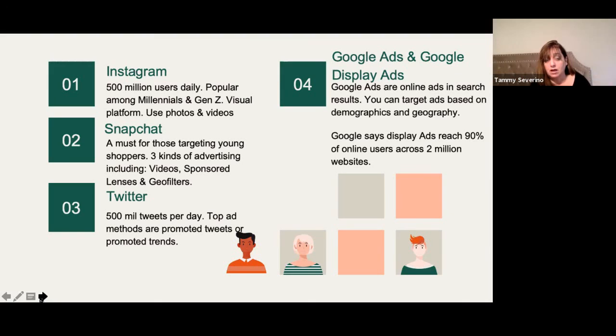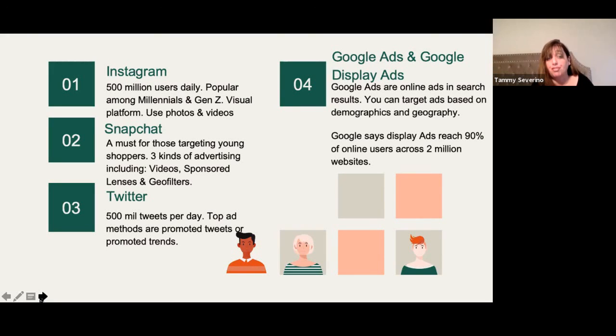Snapchat is another very popular platform to consider, especially if you are targeting young shoppers. I know that my adolescent kids are by far more on Snapchat than they would ever consider being on Facebook or Instagram. They consider Facebook, for people who are under 25, by and large, to be mom and dad's app. They consider Snapchat their app.